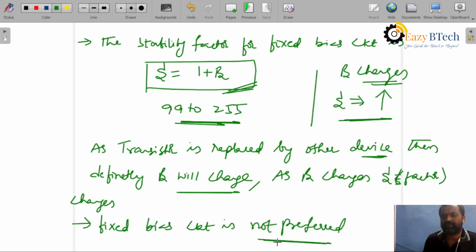Not preferred means as the value of beta changes, it is not constant, it is not stable, because as the value of beta changes, the stability factor changes. Okay students, this is about the fixed bias circuit.